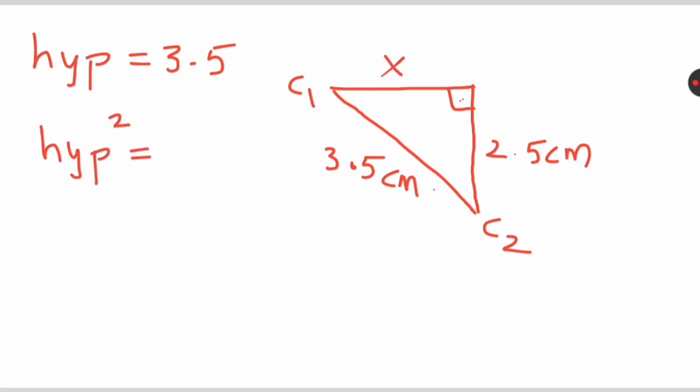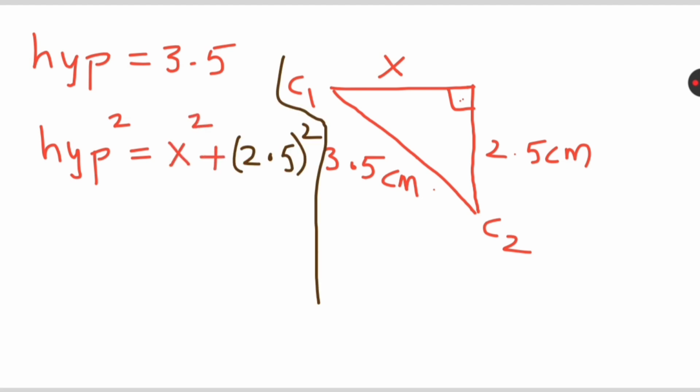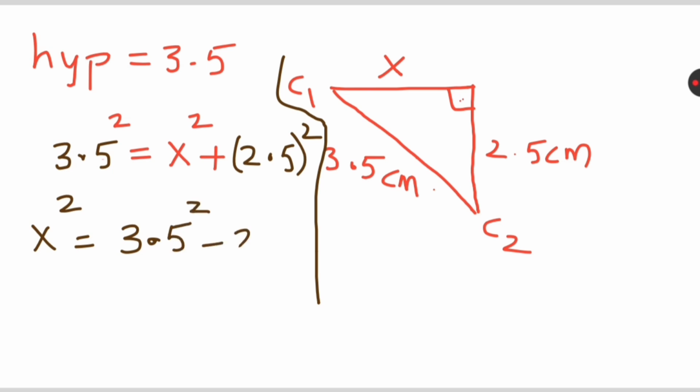So this distance we can call x. So that is x square plus 2.5 whole square. We know that hypotenuse square is 3.5 square. So let's write here 3.5. From here we can find the x value, isn't it? So that is 3.5 whole square minus 2.5 whole square.